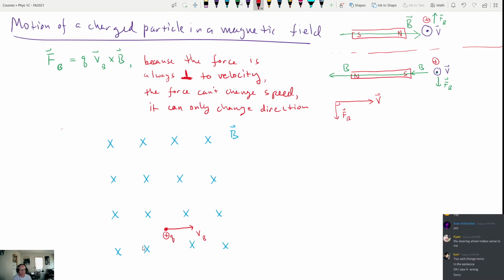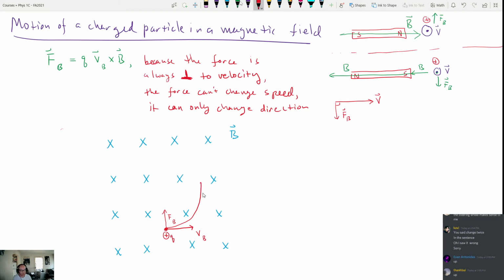Use your right hand rule: point your fingers in the direction of the velocity, rotate to the direction of the magnetic field, which is into the page. What direction does your thumb point? It's either going to be up or down. Points up. So that's the direction of the force, right? Now, if I'm a particle, and I feel a force like that, that's going to force me to move along a trajectory like this, basically. It's basically a central force if you think about it.